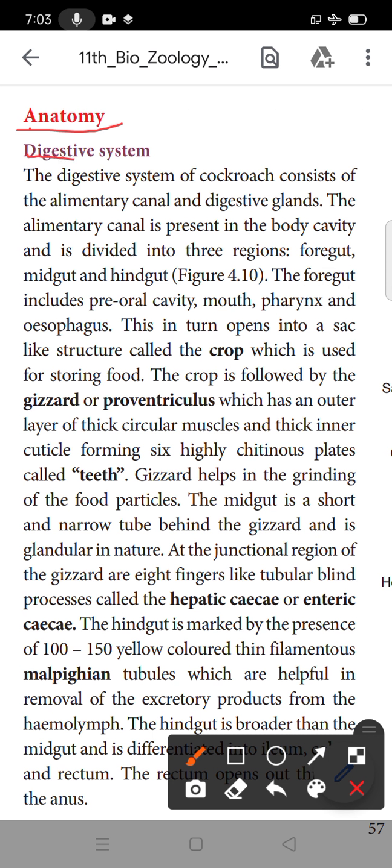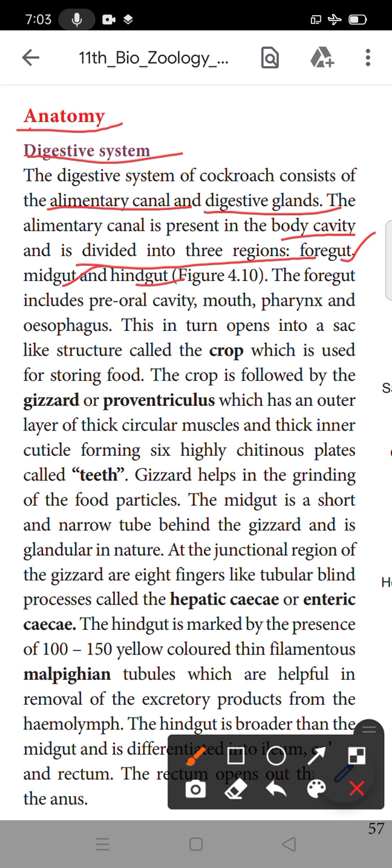First is the digestive system. What are the parts of the digestive system, and how does it work in the cockroach? The digestive system of the cockroach consists of the alimentary canal and digestive glands. The alimentary canal is present in the body cavity and is divided into 3 regions: foregut, midgut and hindgut.